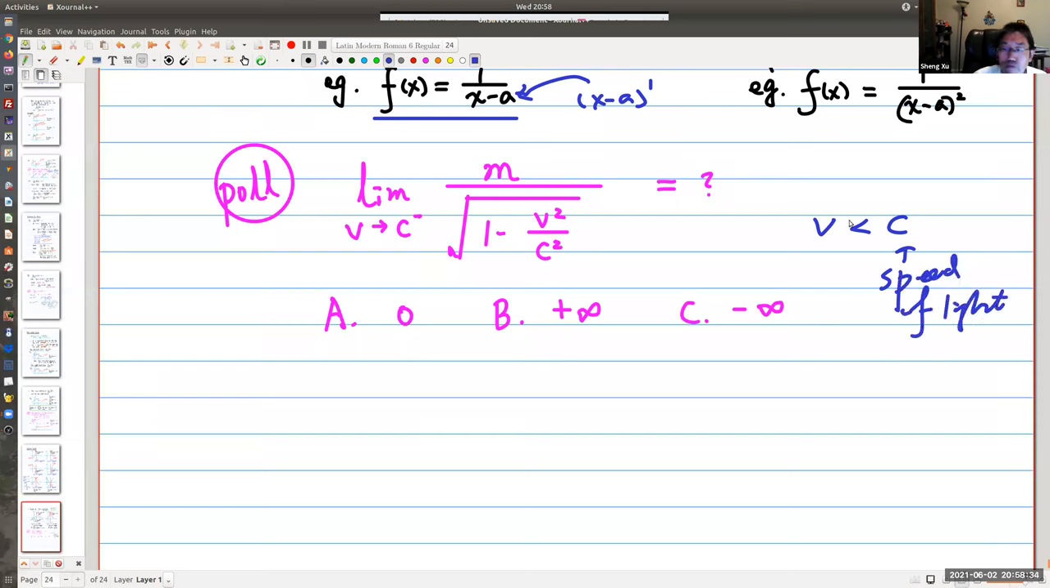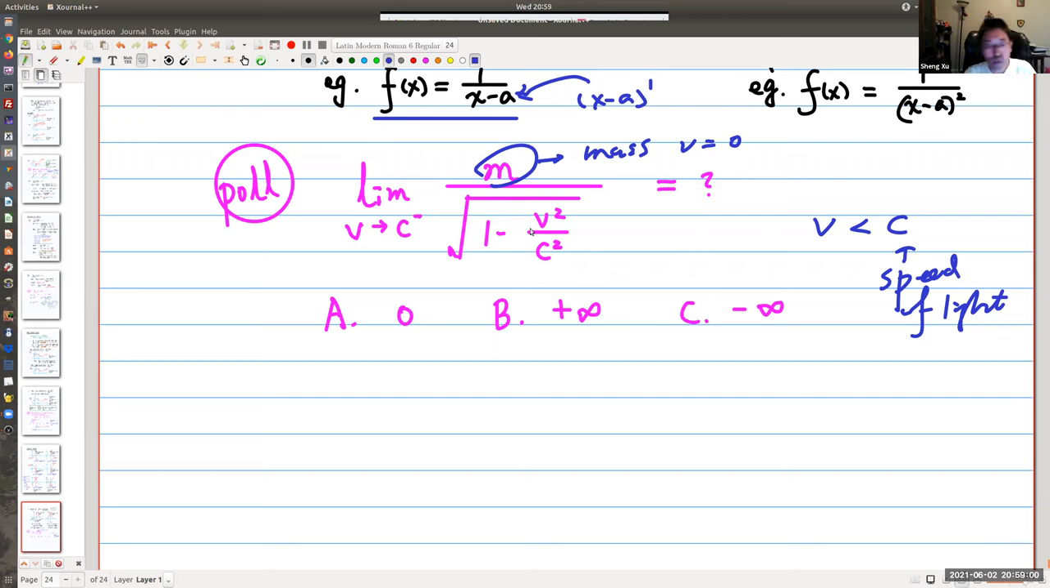Okay, so if the velocity is less than the speed of light, m is the mass of the object when v is zero, so when the object is static. So as the velocity increases, the mass of this object actually is increasing. Okay, it's increasing. That's from Einstein's relativity theory.